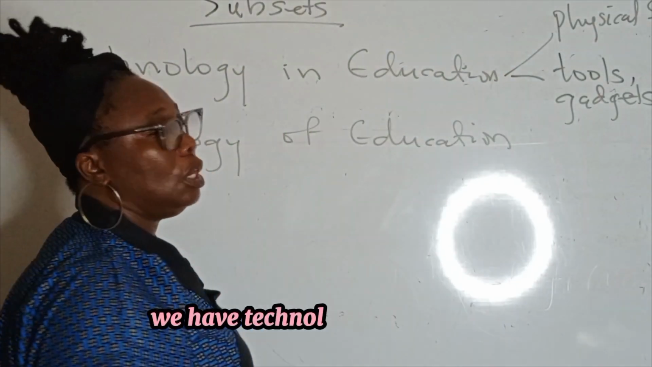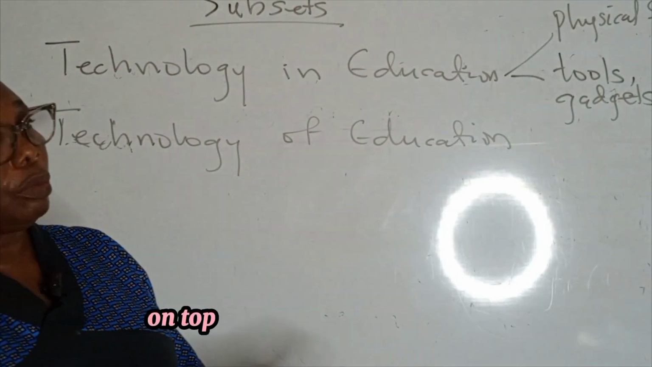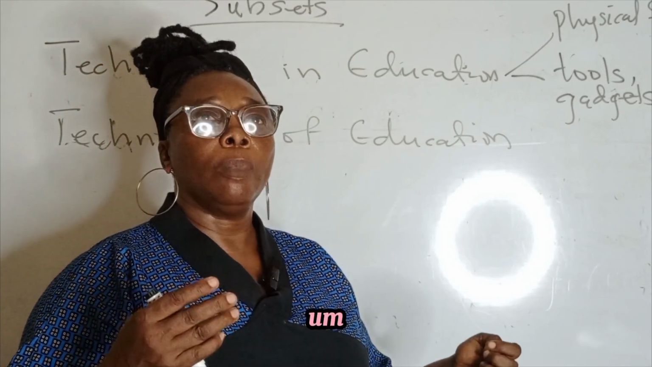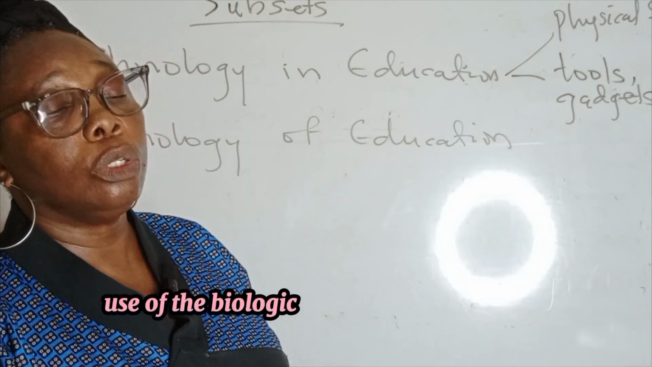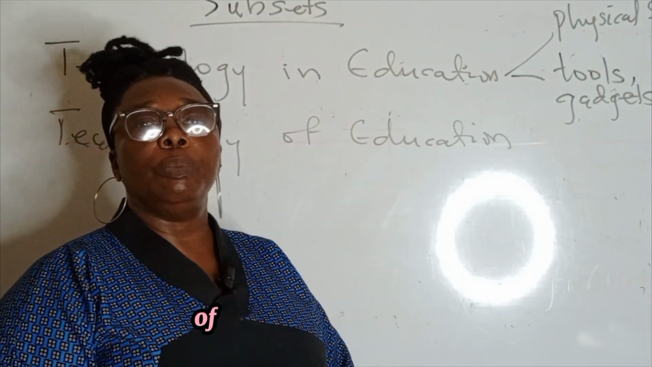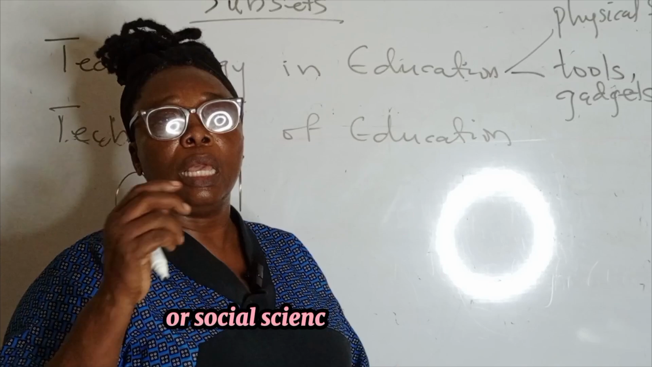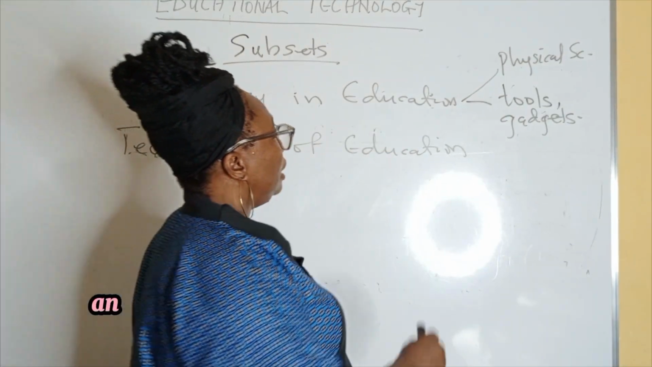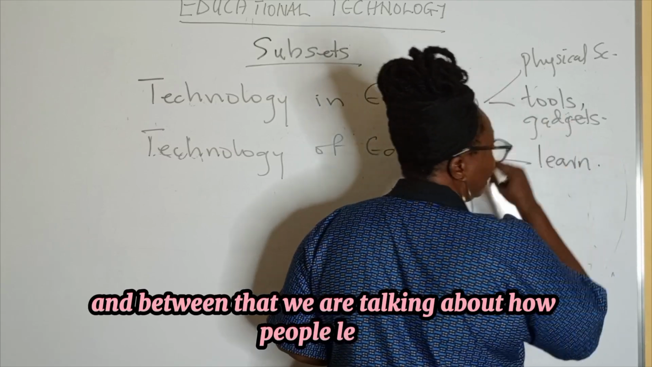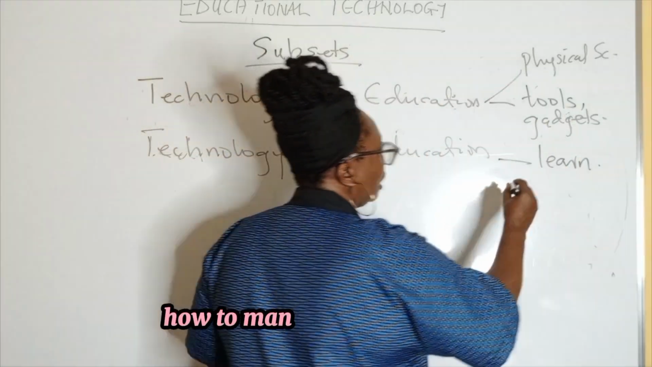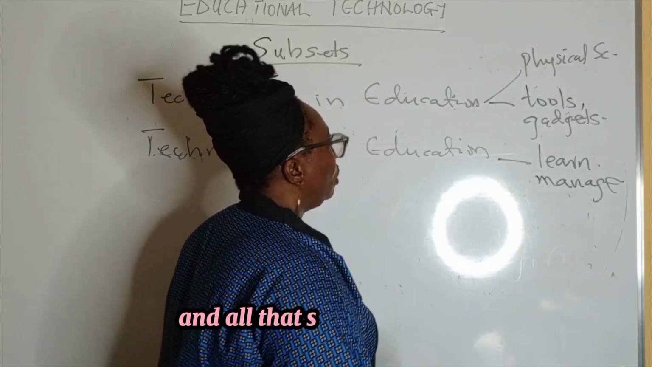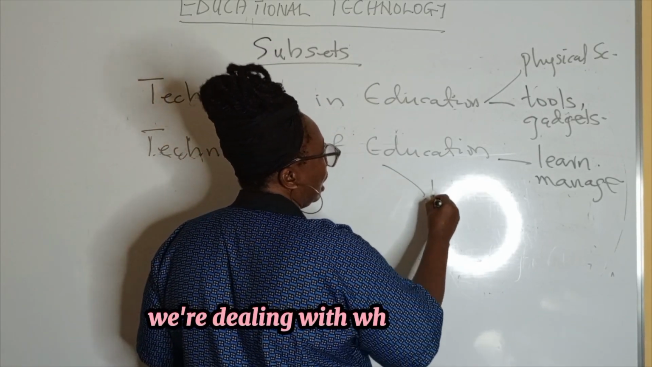Then we have technology of education. When we talk of technology of education, we're referring to the use of the biological sciences or the social sciences, various concepts of the biological sciences or social sciences in education. And in doing that, we are talking about how people learn, how to manage human beings, and all that. So in doing that, we are dealing with what?